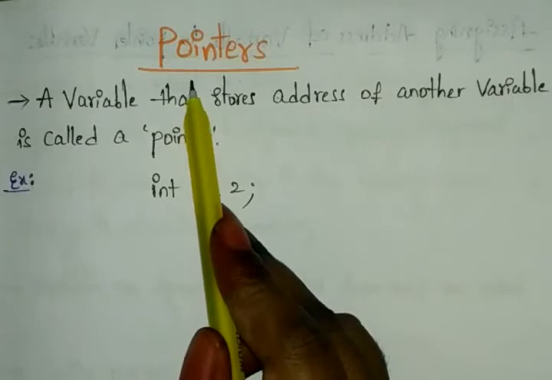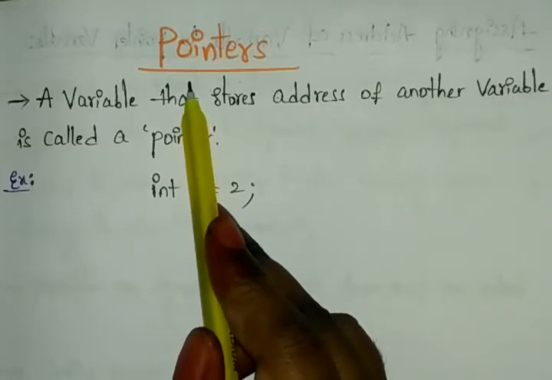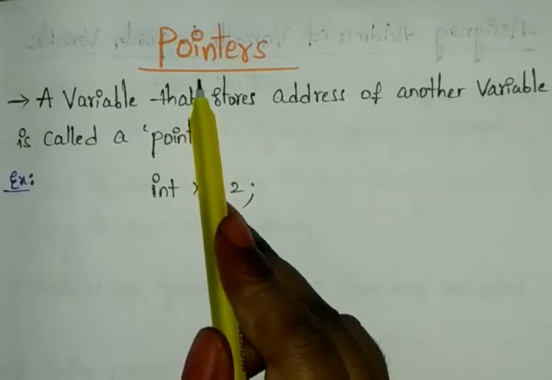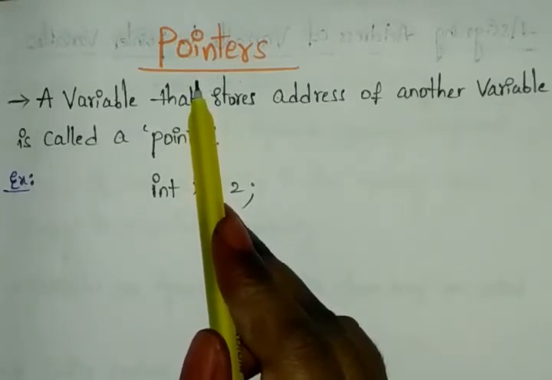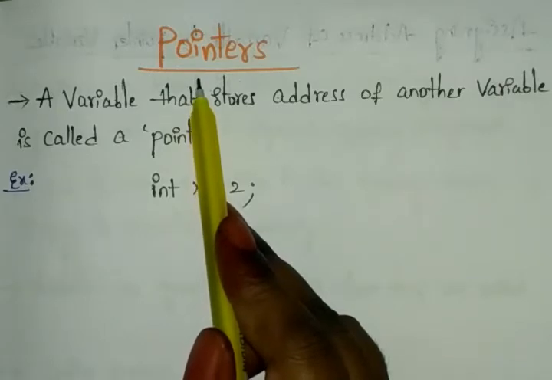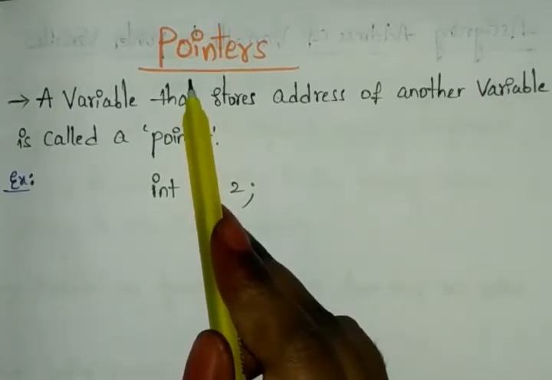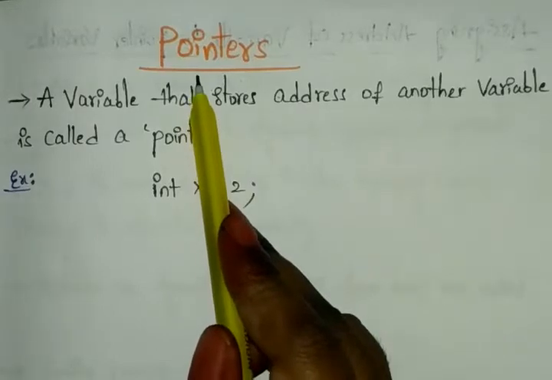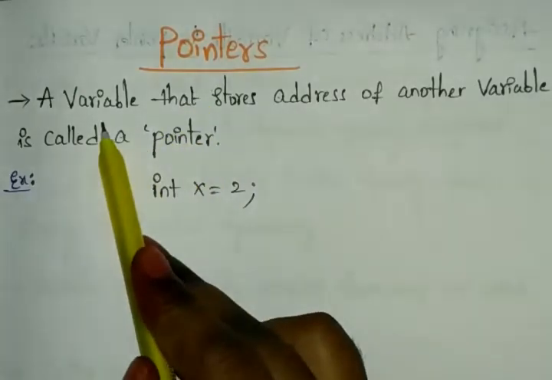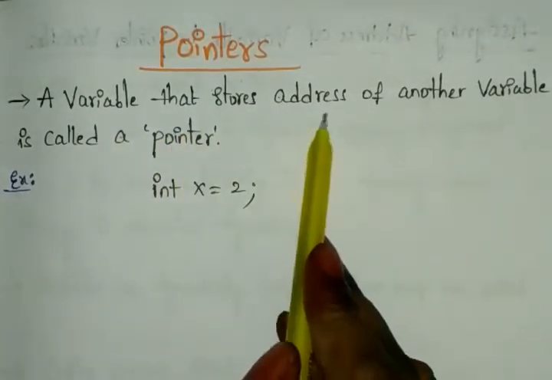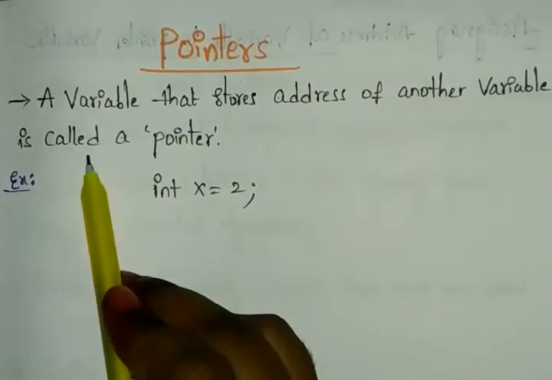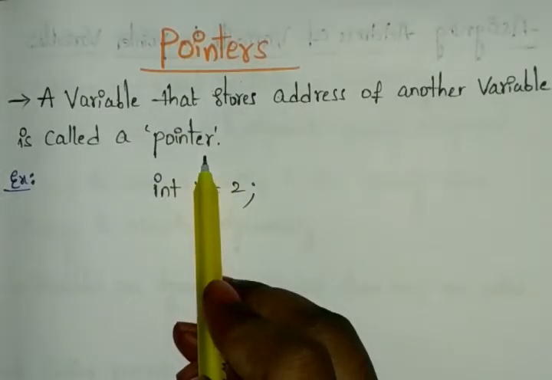The program has some instructions and some data, and those are stored in our computer memory. These pointers can be used to access and manipulate whatever data you stored in memory. Simply put, a pointer is a variable that stores the address of another variable. That we call a pointer.